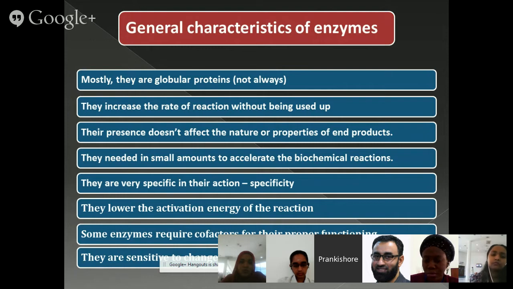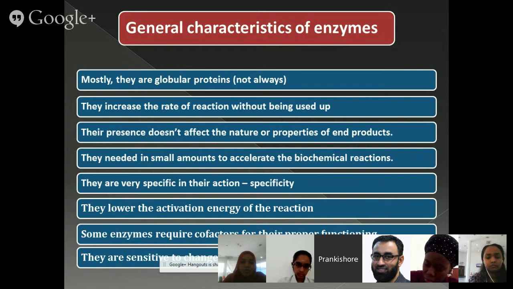When you say specificity, it can be a substrate specificity, or it can be a bond specificity, or an isomer specificity. Example, sucrose is catalyzed by sucrase, maltose is catalyzed by maltase. So maltase is a specific enzyme for maltose. Glucose is oxidized by glucose oxidase. So glucose oxidase is a specific enzyme to oxidize glucose.